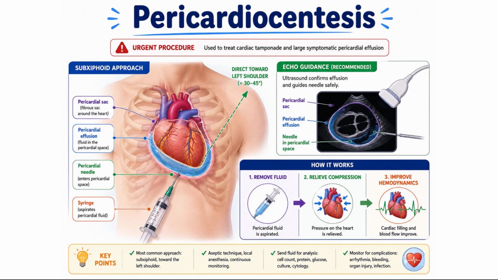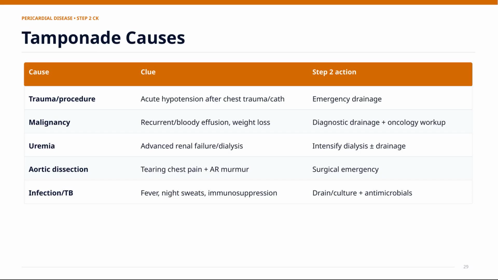What causes tamponade? Trauma or a procedure. Sudden hypotension after chest trauma or a cath, that's emergency drainage. Malignancy, recurrent or bloody effusion with weight loss, diagnostic drainage plus an oncology workup. Uremia, advanced renal failure or dialysis, intensify dialysis, drain if needed. Aortic dissection, tearing chest pain with an aortic regurgitation murmur, that's a surgical emergency. And infection or TB, fever, night sweats, immunosuppression, drain, culture, and start antimicrobials.